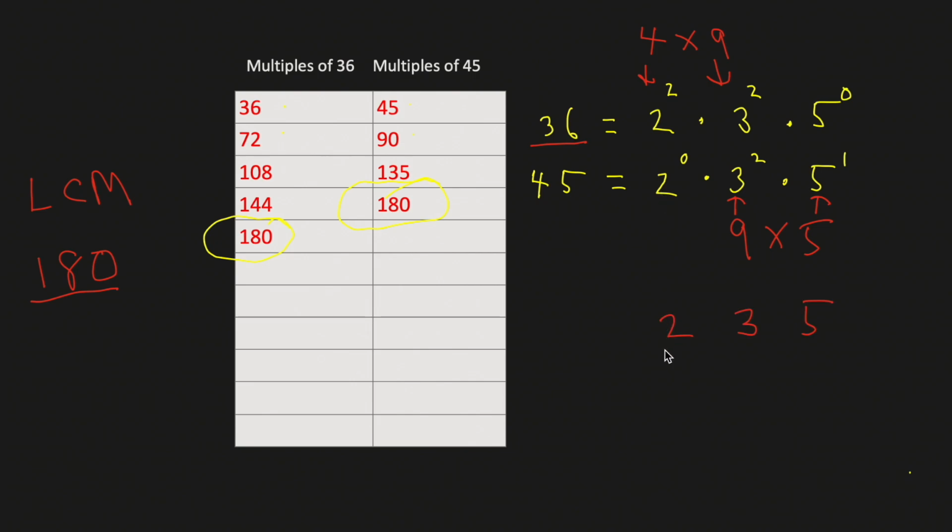Now we take each prime that occurs anywhere, and we take the biggest exponent. The biggest exponent between 2 and 0 is 2. The biggest exponent between 2 and 2 is 2. And the biggest exponent between 0 and 1 is 1. So our least common multiple is going to be 2 squared, which is 4, times 3 squared, which is 9, times 5 to the first, which is 5. And we get 180.